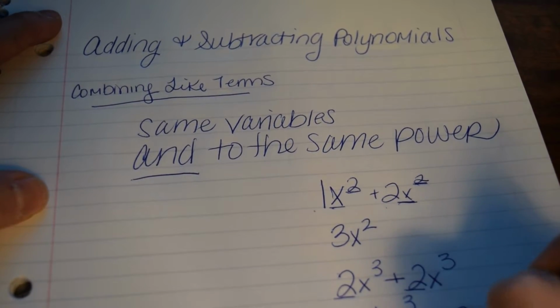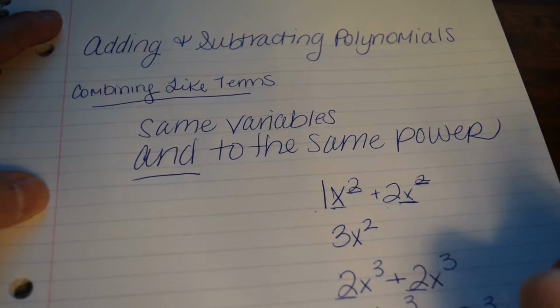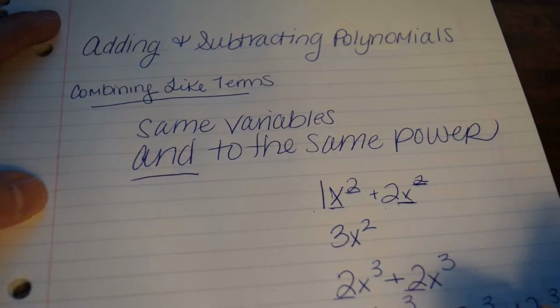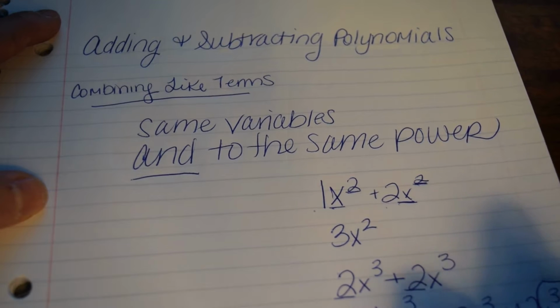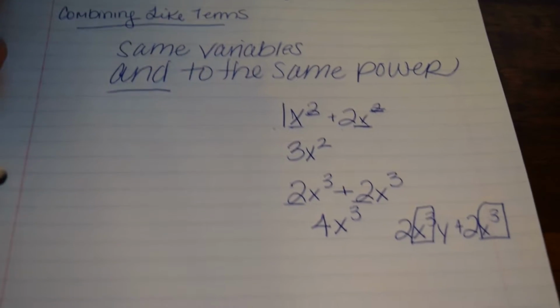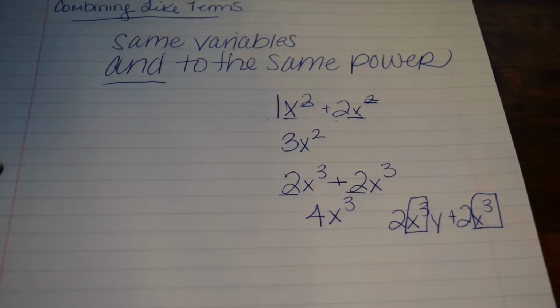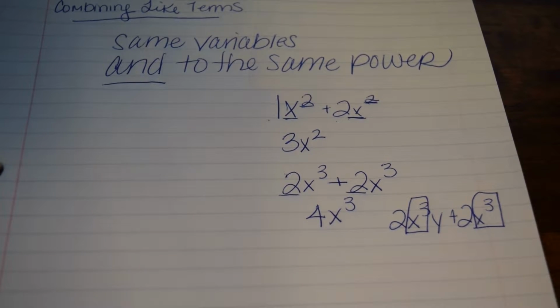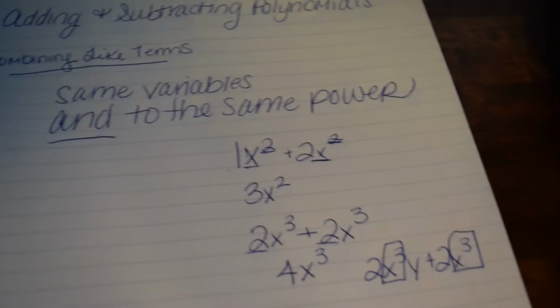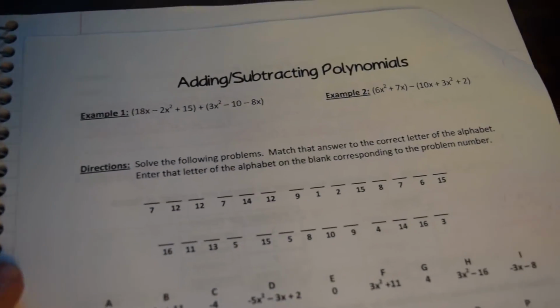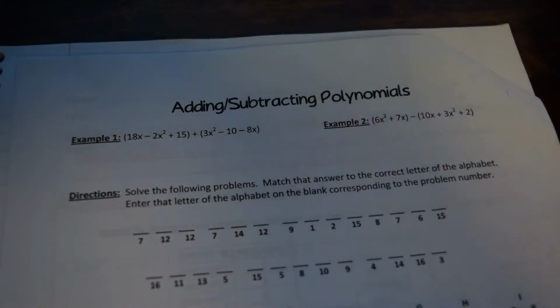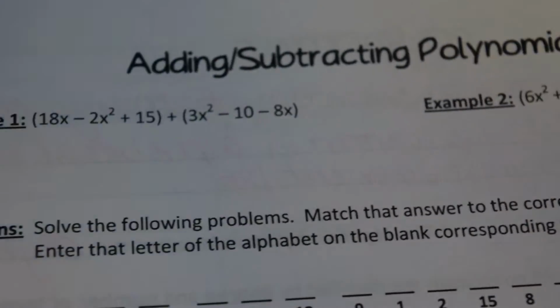But if it's 2x cubed y plus 2x cubed, while they have the same variable raised to the same power, they both don't have a y. So we cannot add them. They are not like terms. Let's get started though on back to this sheet that we were at. That's all you should need today. So let's zoom in a little bit here.